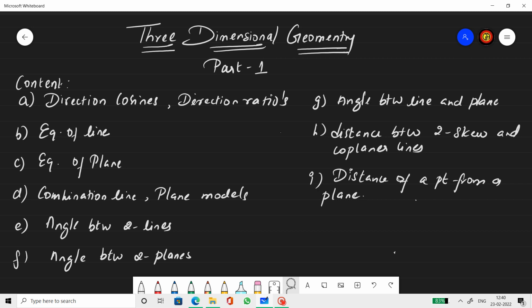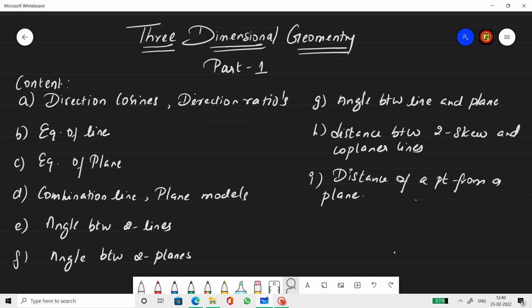Vector is the tool to solve three-dimensional problems. So we use vector algebra to solve three-dimensional geometry problems. First we find DC and DR, and an exercise is devoted to this. The first exercise is primarily this.